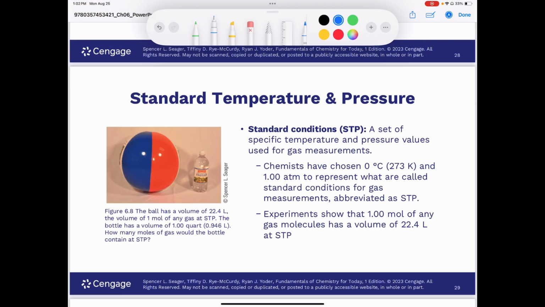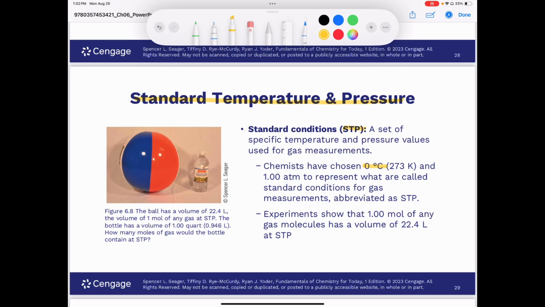Next, let's talk about standard temperature and pressure. Standard conditions, what we call STP, is a set of specific temperature and pressure values that we use for gas measurements. Now, the standard temperature when we're doing gas calculations is actually 0 degrees Celsius. And you're like, well, what kind of laboratory is doing reactions at 0 degrees Celsius? Wouldn't we choose room temperature, like 25 degrees Celsius? Maybe, but anyhow, that's what chemists have chosen.